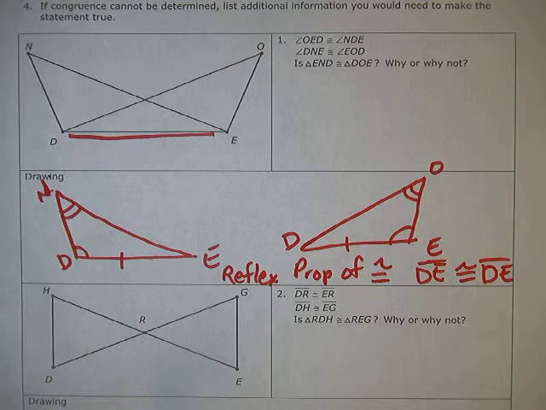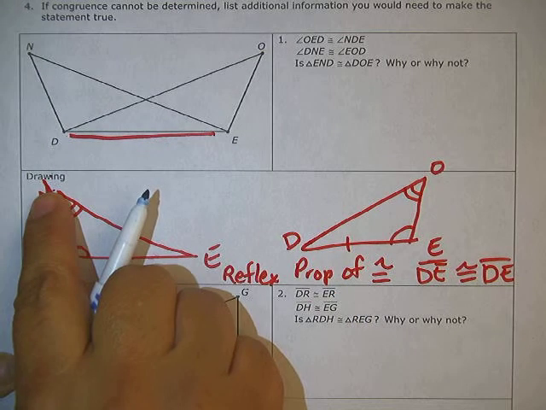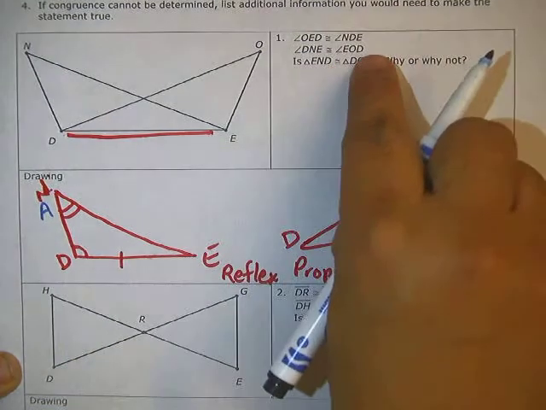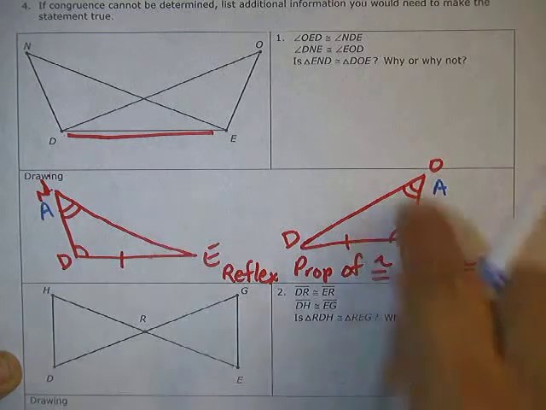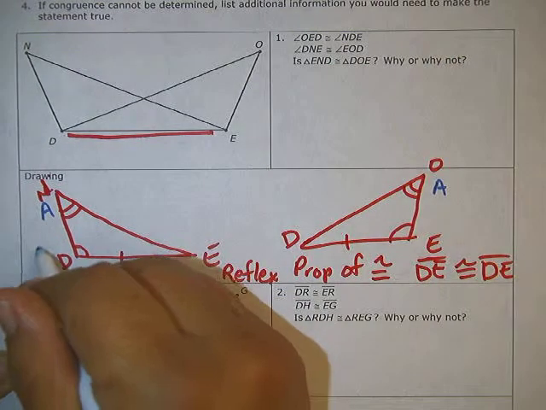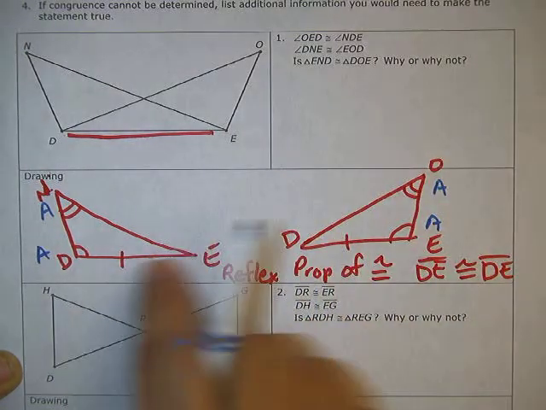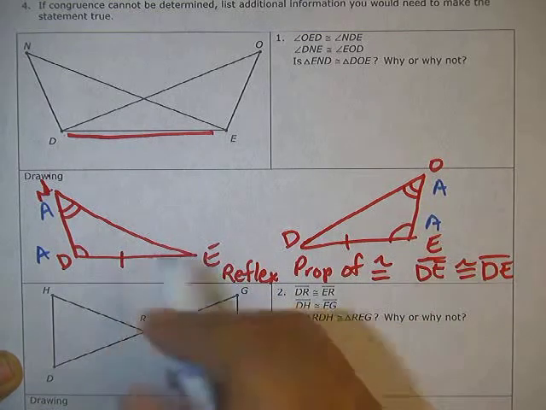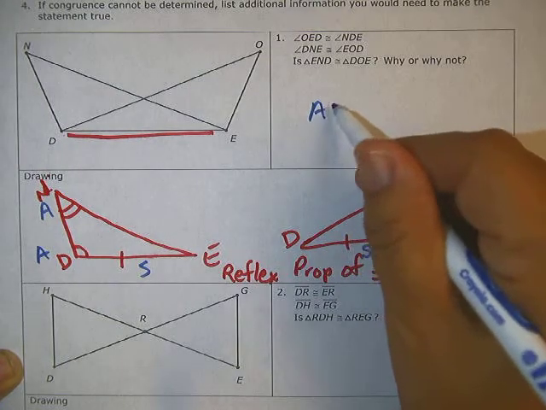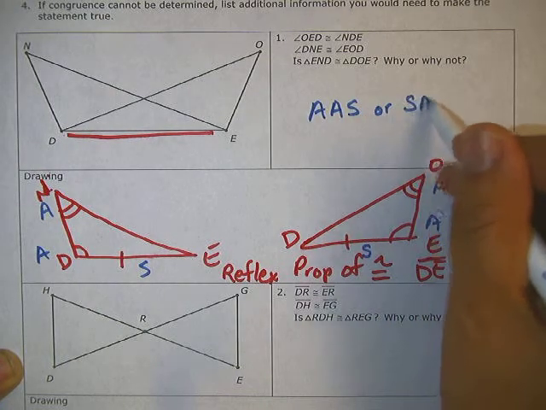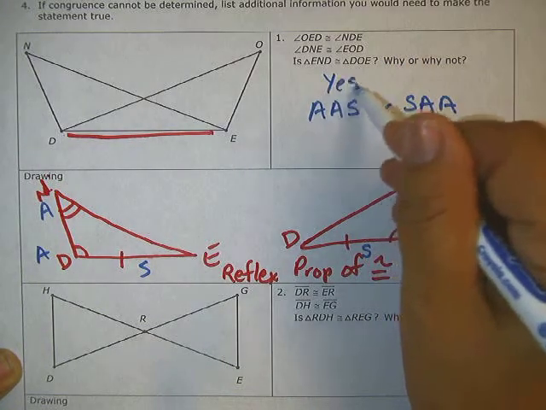So again, I've got, let's say, angle, angle, side. So angle N is with angle O, and you can see N is with O. There's the angle. Angle D is with angle E, like it says there, D and E. And a side, DE, is congruent with side DE, so I have a side here. So basically, by angle, angle, side, or side, angle, angle, remember I accept good postulates backwards and forwards, yes, they are congruent.